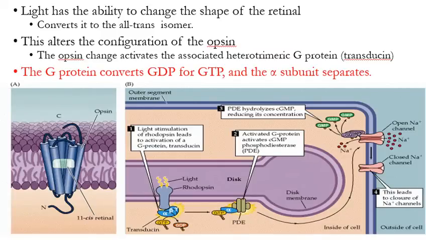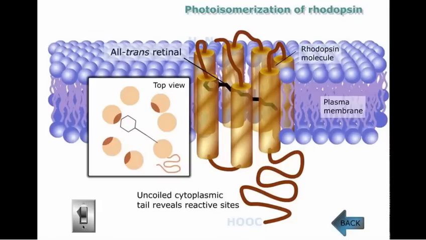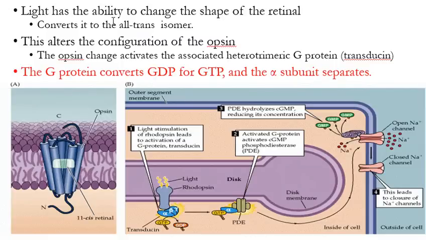So going back to the physiology, we see that light has the ability to change the shape of the retinal. It converts it to an all-trans isomer. Now, if I can take you back just a few slides up, you've seen this all-trans retinal. So it has this ability to convert to an all-trans isomer, and this alters the configuration of the opsin.